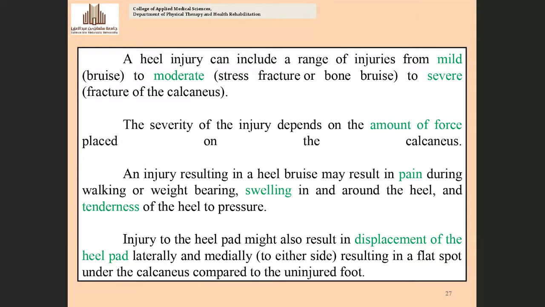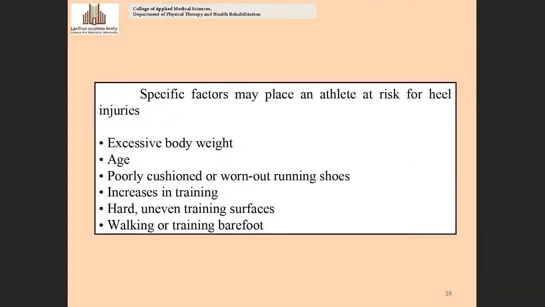Injury to the heel pad might also result in displacement of the heel pad. I explained the cushion before: there is a pad below the calcaneum to provide the cushioning or shock absorber effect for the calcaneum. If there is any injury, there is a displacement of this pad laterally or medially, so it can go in any direction, resulting in a flat spot under the calcaneus compared to the uninjured foot. So you get the flat foot.